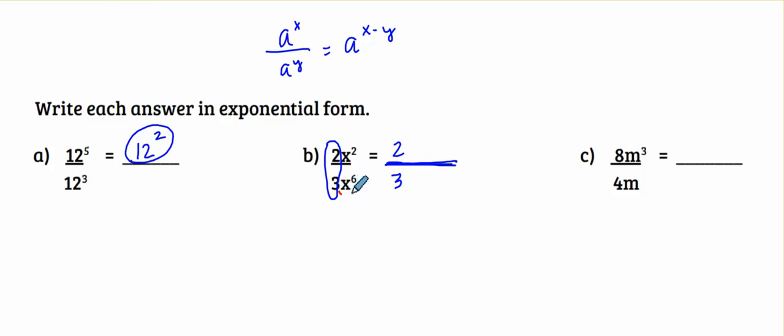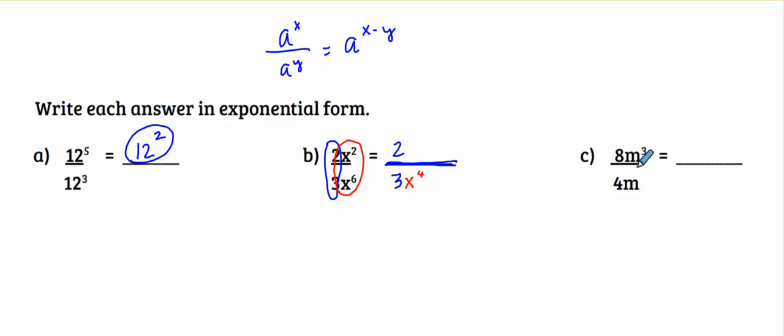Now we can look at our x's, okay? Well, we know that we're going to subtract these and we're going to get x to the fourth power. The question is, where does it go? Does it go on the top along with the 2, or does it go on the bottom along with the 3? Well, since our bigger exponent is on the bottom, it's going to be down here. So you would have wound up with 2 over 3x to the fourth power.